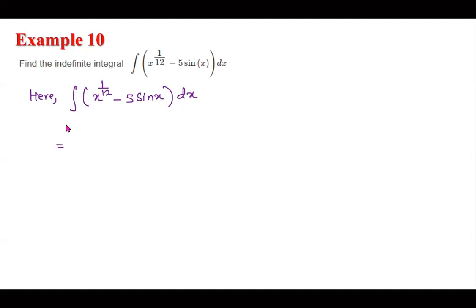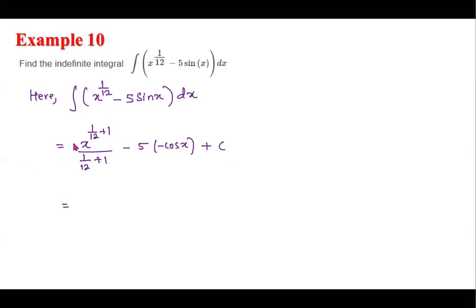So what we do is we increase the power by 1, 1 over 12 plus 1, and we divide by that new power, 1 over 12 plus 1. Then minus 5. 5 is a constant, so we write it as it is. And then the antiderivative of sine x is negative cosine x, because the derivative of negative cosine x is sine x. Antiderivative is the reverse process. So the antiderivative of sine x will be negative cosine x. And at the end, we add the constant of integration.